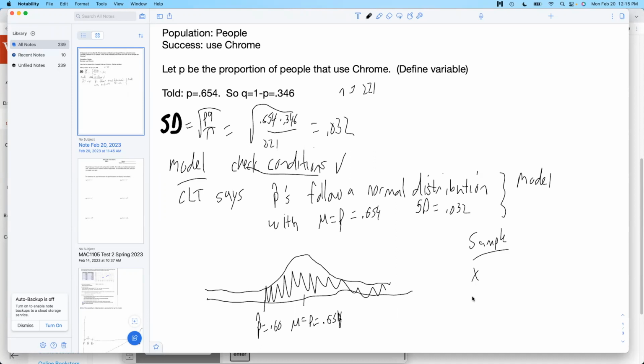I'm always going to have an X, an N, and a p-hat. They're always going to give me 2 out of the 3 here. Always. So I want a sample success rate of 60%, and my sample size was 221. X is always p-hat times N. Or going down, if they give us these two, p-hat is always X divided by N.